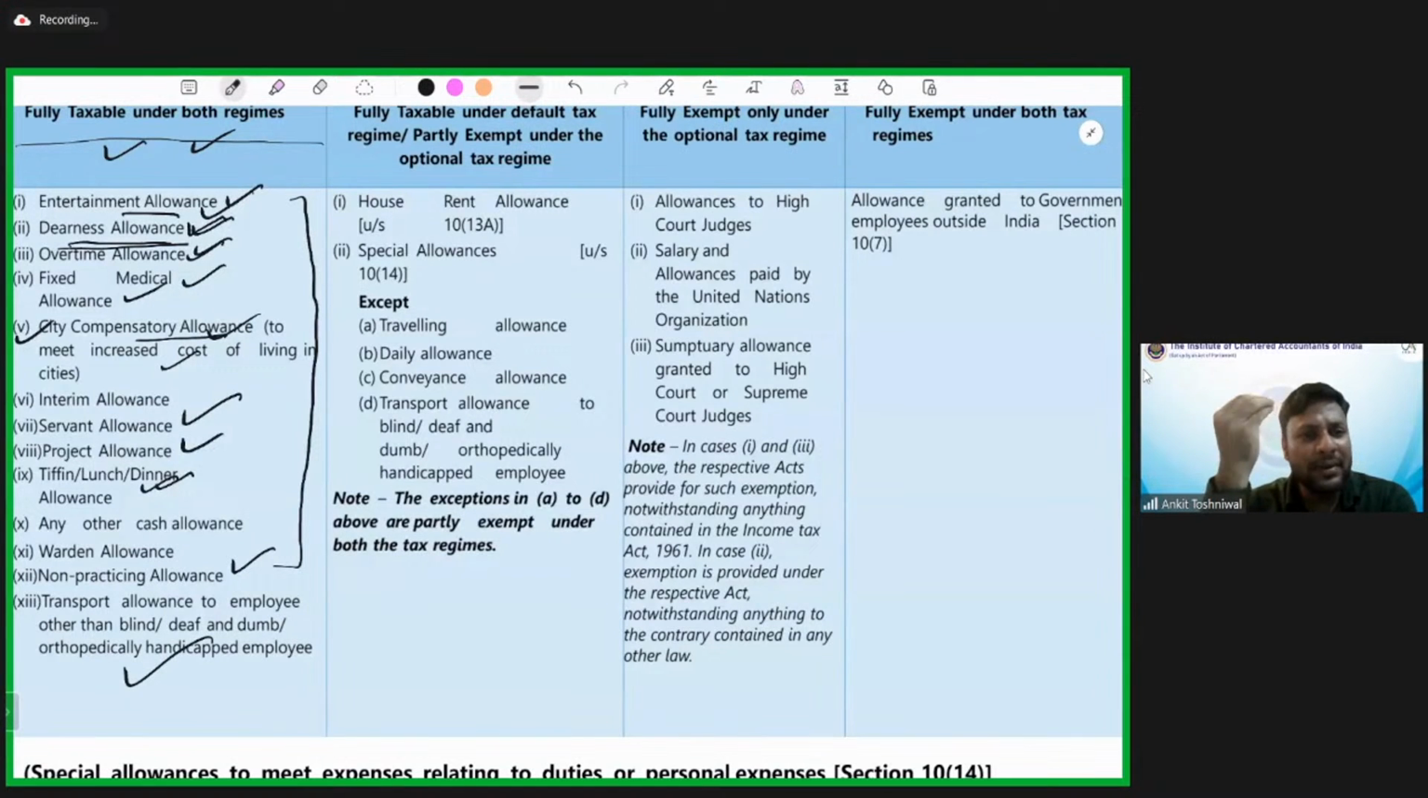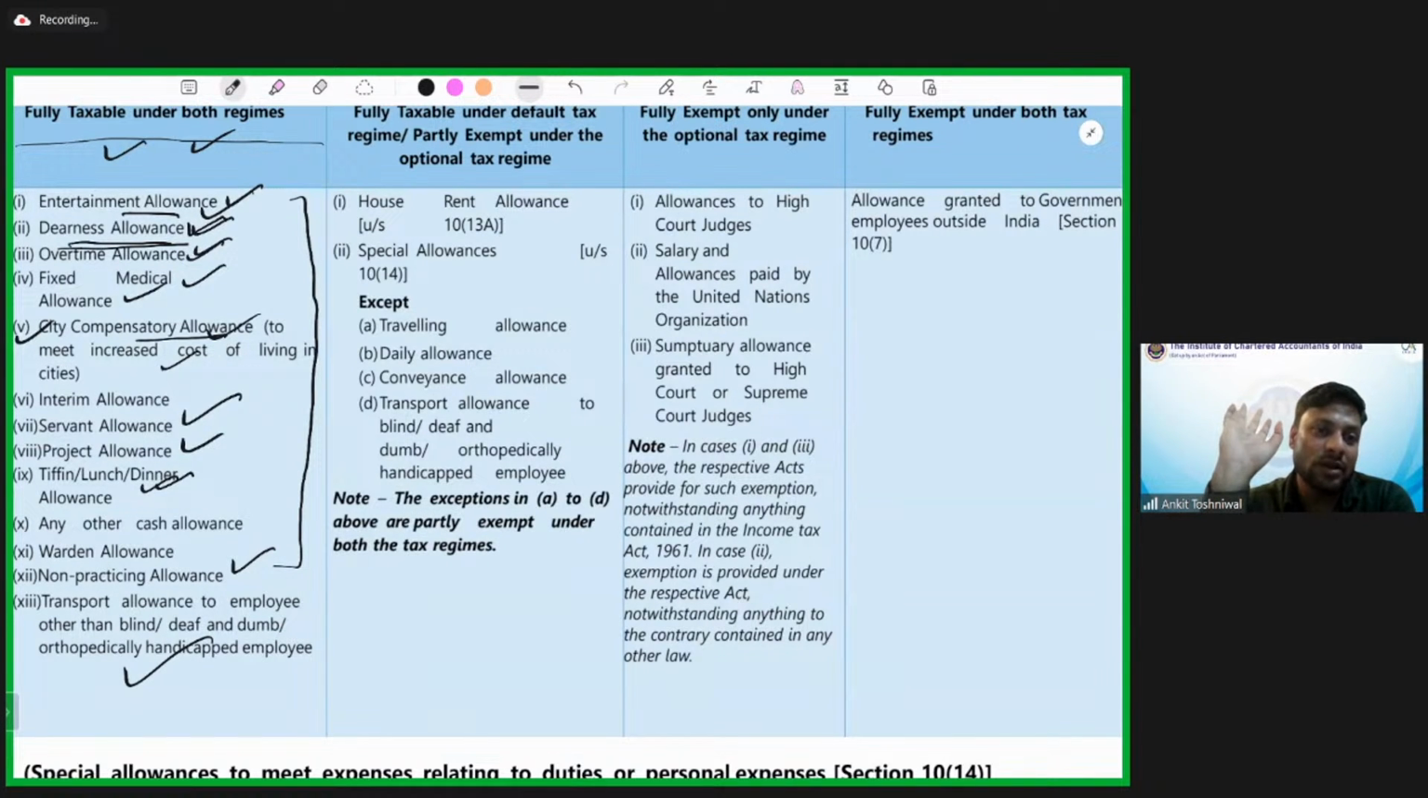DNS allowance, it will always come in the question. DNS allowance to cope up and meet the inflation. So DNS allowance is always taxable, fully taxable, 100% taxable. Whatever you are receiving is taxable. Entertainment allowance taxable. CT compensatory allowance taxable. Wardenship, project allowance, interim allowance taxable.